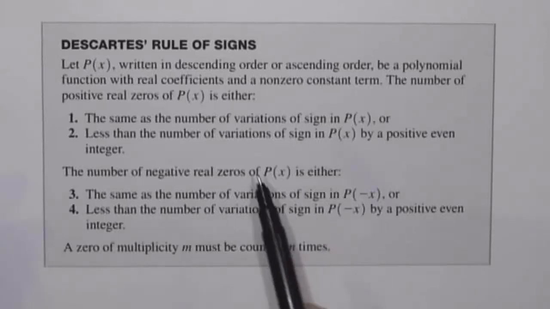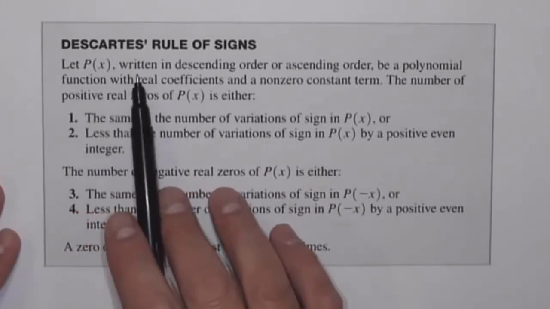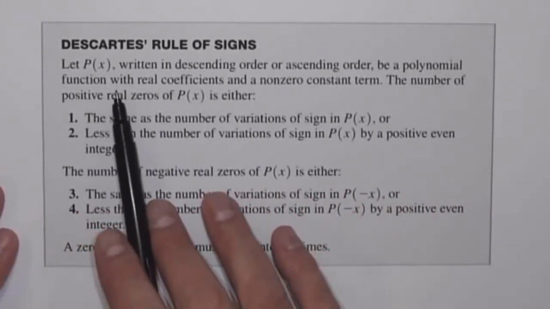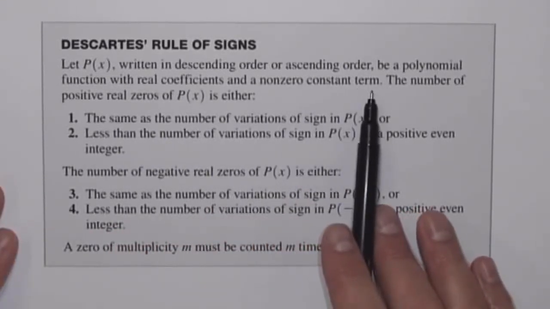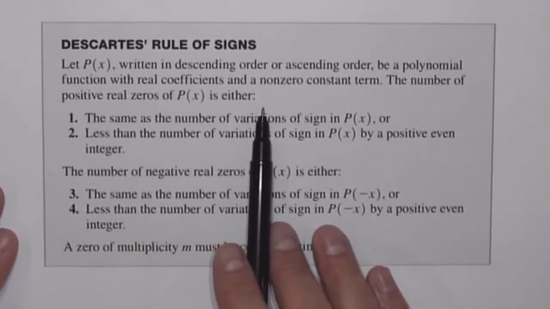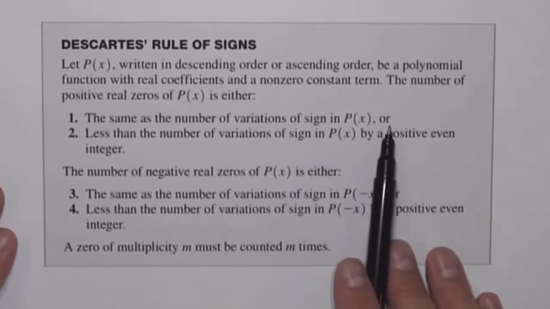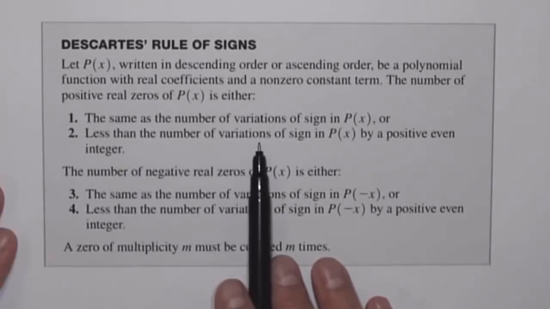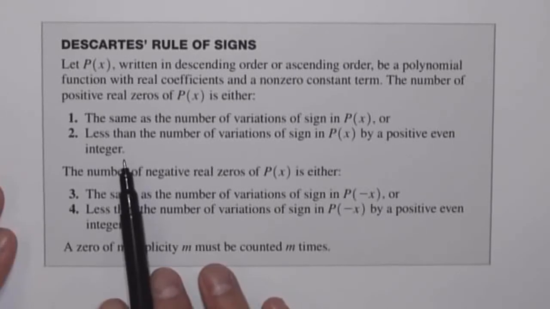So in this video, we want to look at Descartes' rule of signs. Let p of x, written in descending order or ascending order, be a polynomial function with real coefficients and a non-zero constant term. The number of positive real zeros of p of x is either 1, the same as the number of variations of sign in p of x, or 2, less than the number of variations of signs in p of x by a positive even integer.